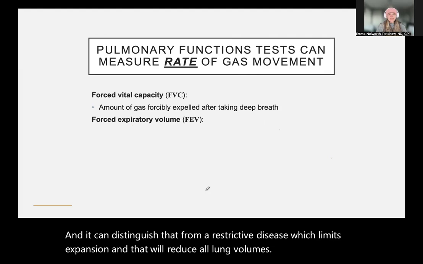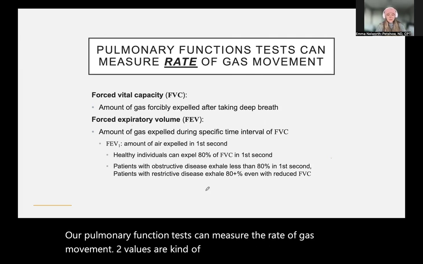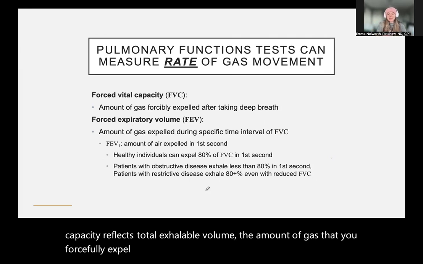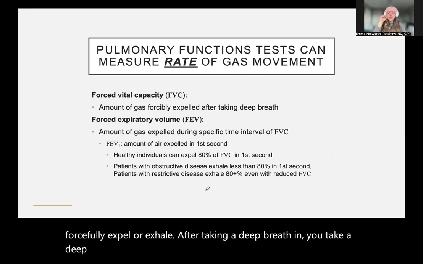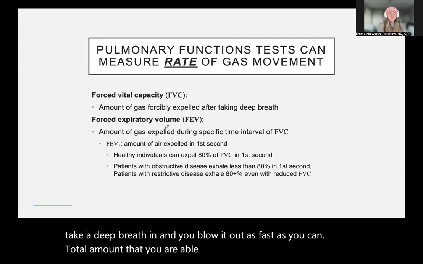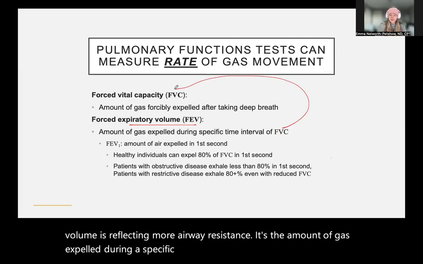Our pulmonary function test can measure the rate of gas movement. Two values are key here. FVC, or forced vital capacity, reflects total exhalable volume, the amount of gas that you forcefully exhale after taking a deep breath in. You take a deep breath in and blow it out as fast as you can, the total amount that you are able to do. Versus forced expiratory volume, which reflects more airway resistance. It's the amount of gas expelled during a specific time interval of your forced vital capacity.